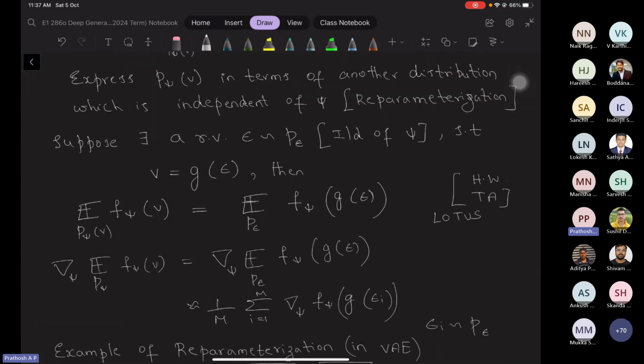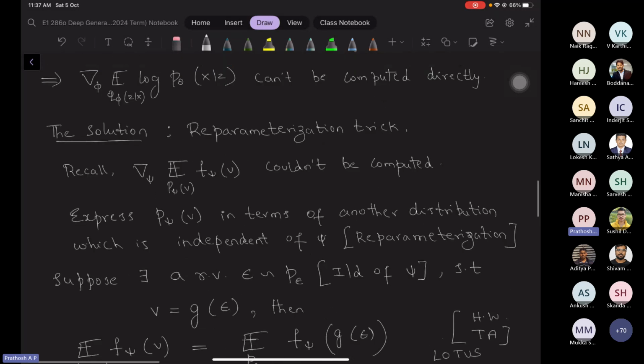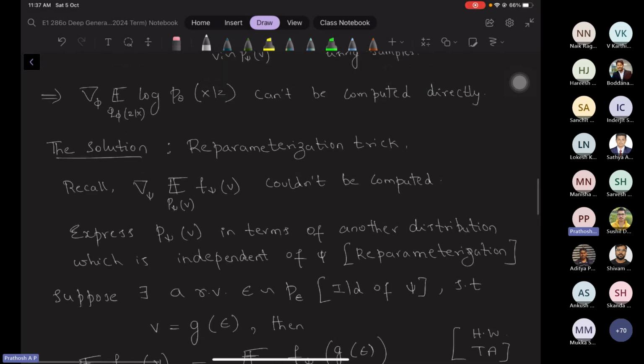Let me repeat what is happening here. We wanted to find the gradient of the ELBO with respect to the encoder parameters. That cannot be found directly because the ELBO has an expectation of some function with respect to a distribution, and that distribution itself happens to be a function of these parameters. So we cannot compute the gradients.